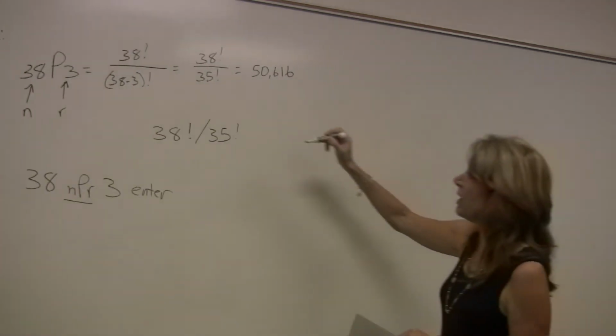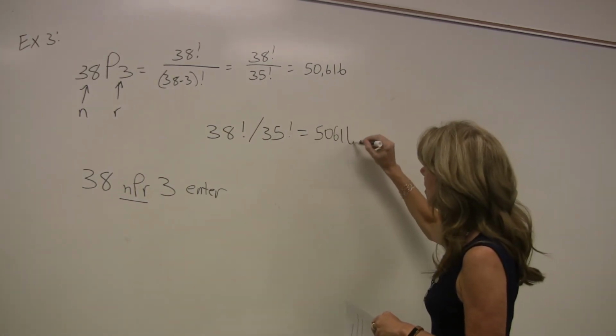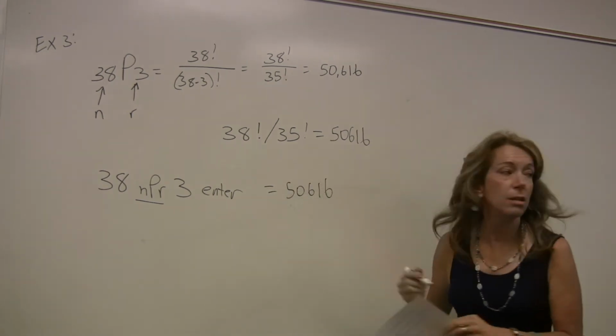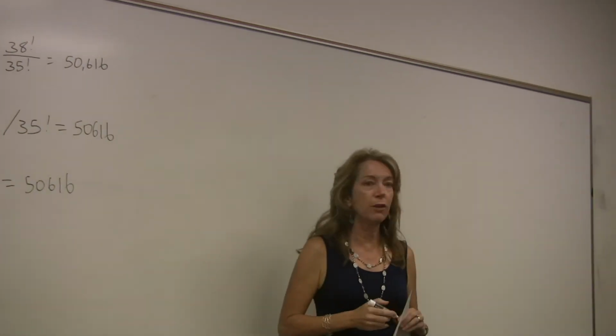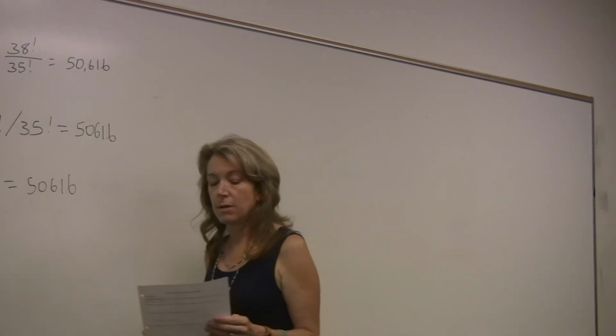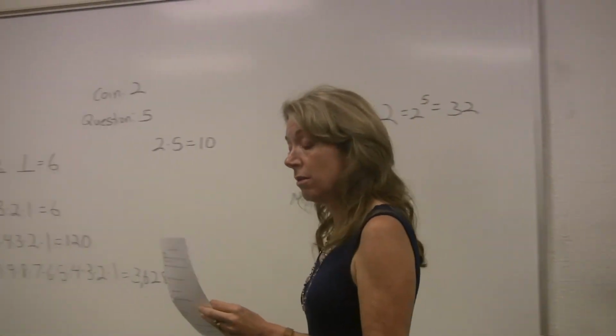So you can either do it this way, and you would get 50,616, or you could do it this way, and you would get exactly the same answer. Your calculator's doing the factorial work for you. Okay. Oh wow, you got it now too? Yeah, I got it. So that's when we do permutations, when the order matters.